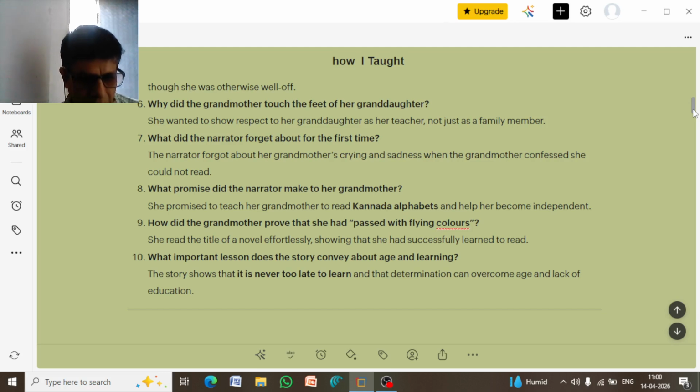Question number 9. How did the grandmother prove that she had passed with flying colors? Answer. She read the title of a novel effortlessly, showing that she had successfully learned to read. Question number 10. What important lesson does the story convey about age and learning? This is a very important and thematic question. Answer. The story shows that it is never too late to learn and that determination can overcome age and lack of education.